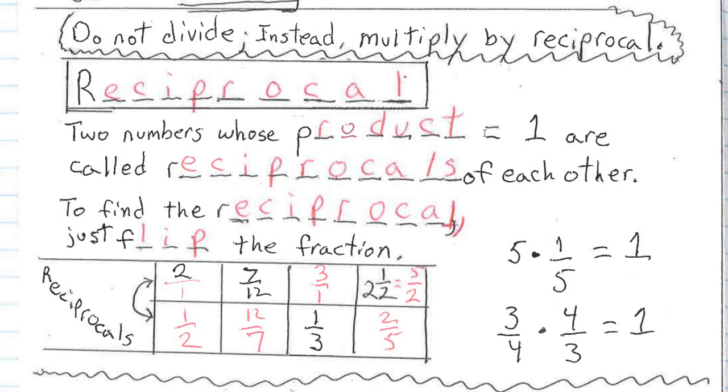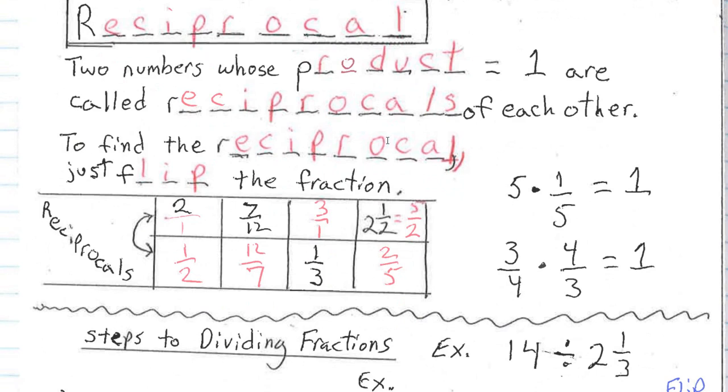So two numbers whose product equals 1 are called reciprocals of each other. Right? Two numbers you multiply, they equal 1. They're called reciprocals. Now, to find the reciprocal, okay, we definitely know how to spell reciprocal now. Just flip the fraction. Just flip it.